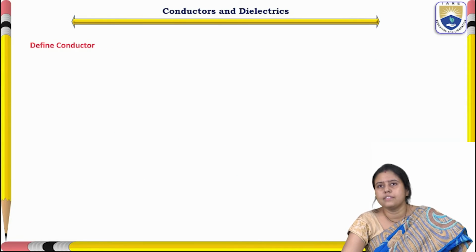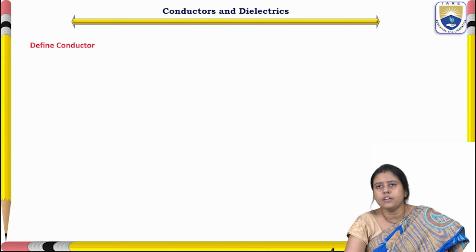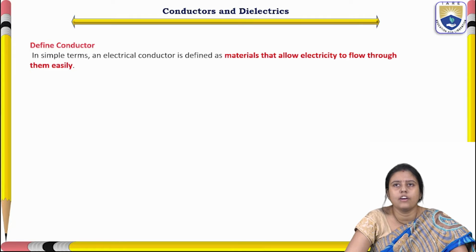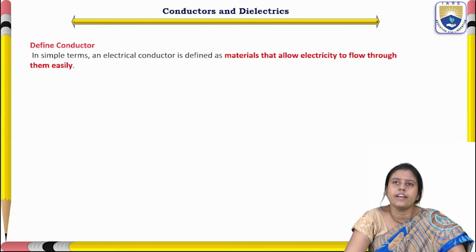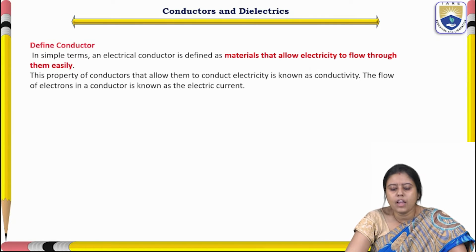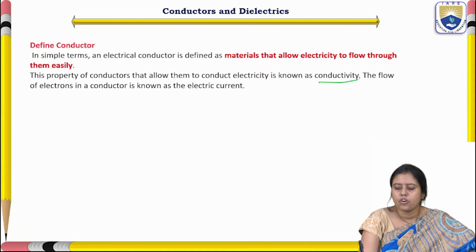The next important topic is to define the conductor. What is the meaning of the conductor? In simple terms, an electrical conductor is defined as a material that allows electricity to flow through it easily. The property of the conductor that allows it to conduct electricity is known as the conductivity.